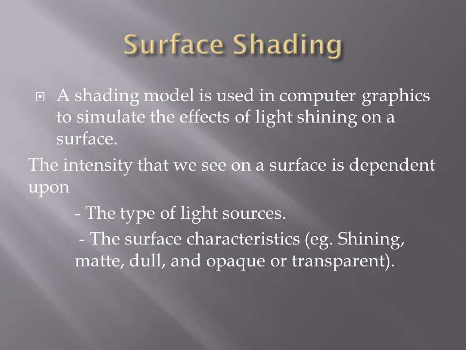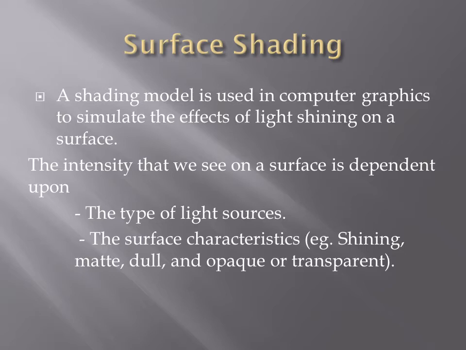Shading is a model in computer graphics that is used to simulate the effect of light shining on a surface. As we know, reflection changes the saturation on the surface, and this change is known as shading. The intensity that we see on the surface depends upon various things: what kind of light source it is, from where the light is emitted, and the surface characteristics where the light has fallen, whether the surface is shining, dull, transparent, or opaque, and what kind of material it is.